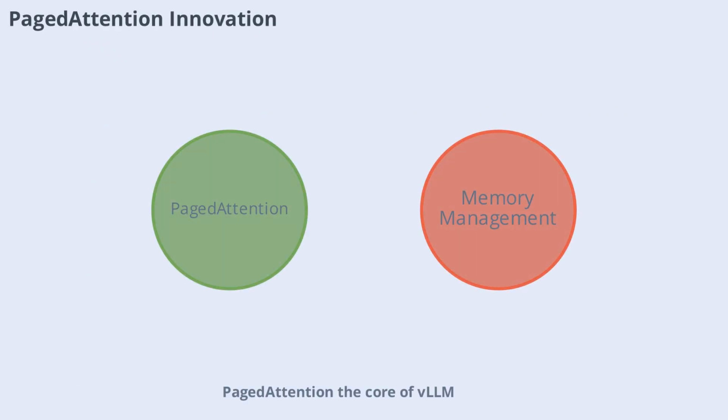PagedAttention, the core of vLLM, revolutionizes memory management for LLM inference. By managing attention key-value memory like virtual memory paging, it eliminates fragmentation and allows multiple requests to share memory efficiently. This innovation dramatically increases throughput, making local deployments much more scalable.